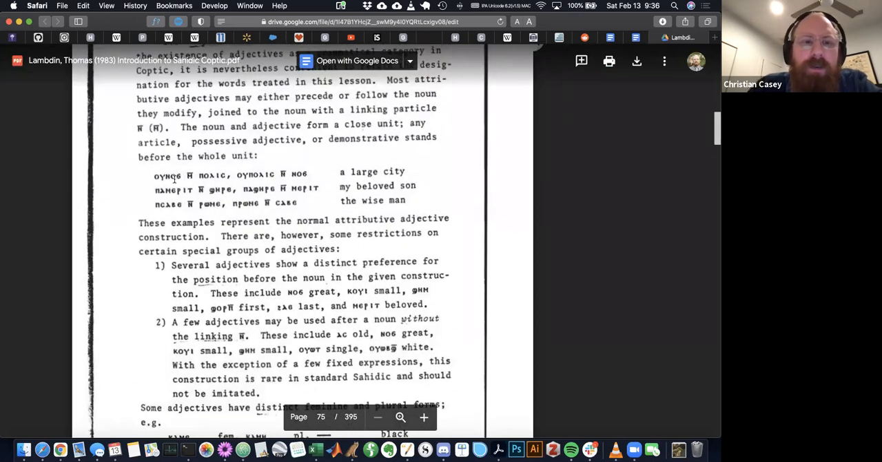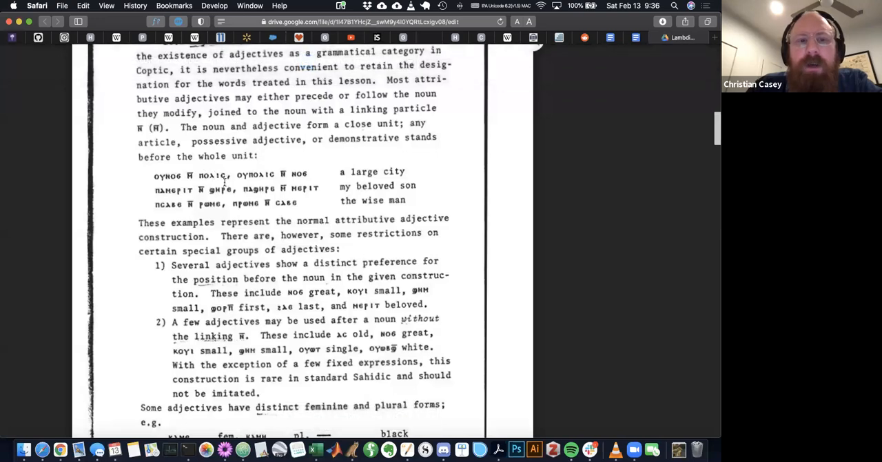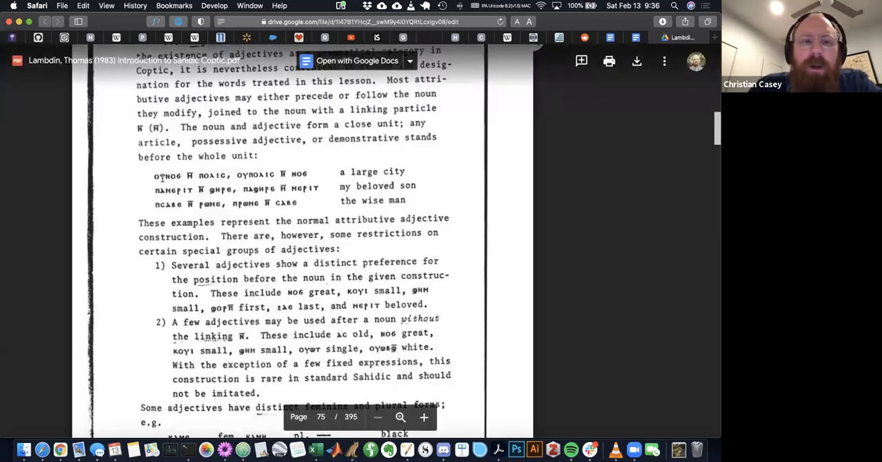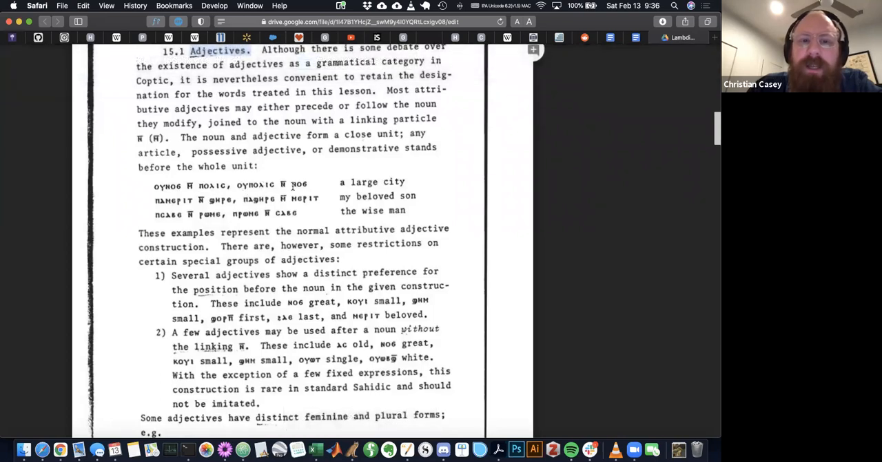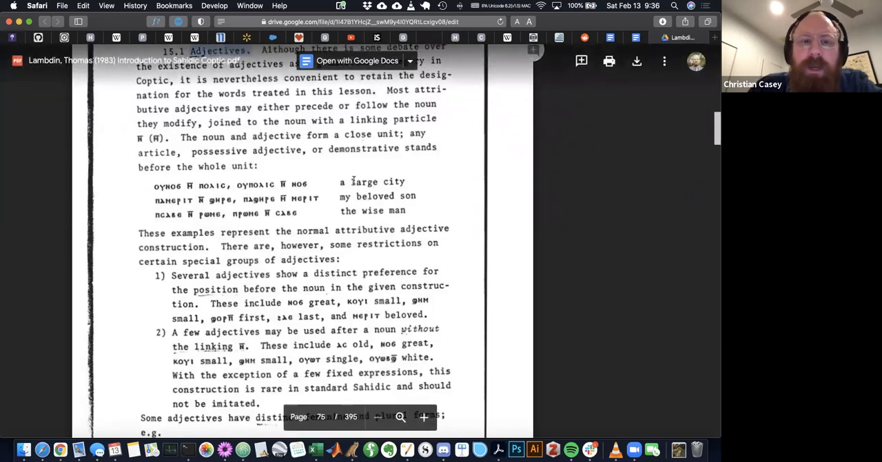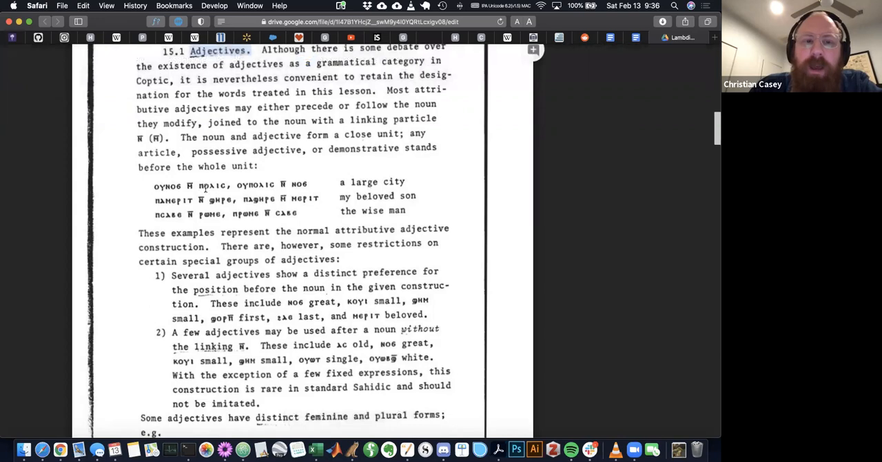So let's just take these first examples. Unoch in polis, upolis in noch. Here we have a big of city, and here we have a city of big. And both of those mean a big city. So you can see right away that the way of joining the adjective to a noun is to create this construction where you have either article, adjective, M or N, noun, or article, noun, M or N, adjective.